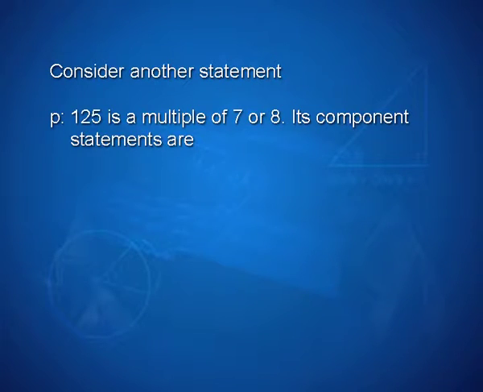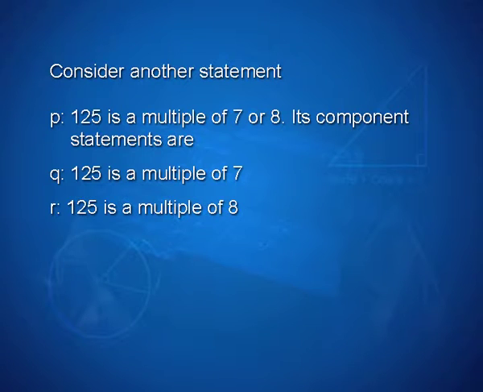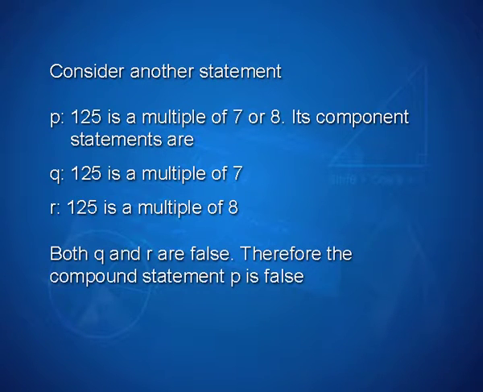Consider another statement P. 125 is a multiple of 7 or 8. Its component statements are Q, 125 is a multiple of 7, and R, 125 is a multiple of 8. Both Q and R are false. Therefore, the compound statement P is false.